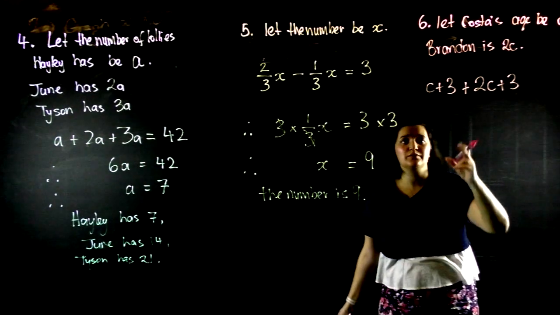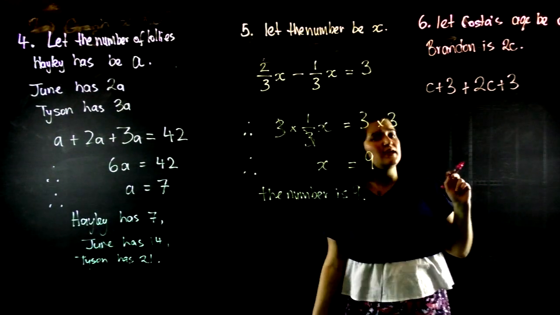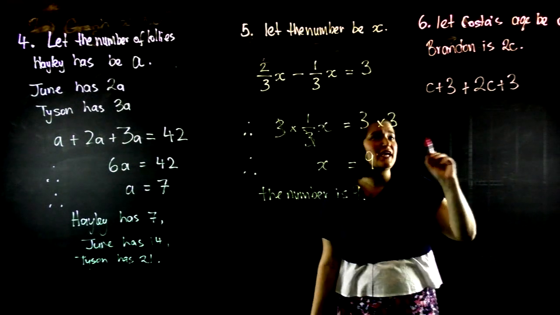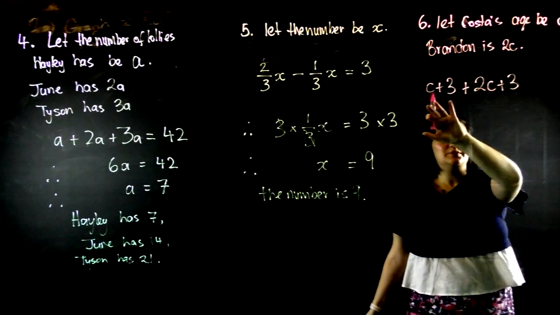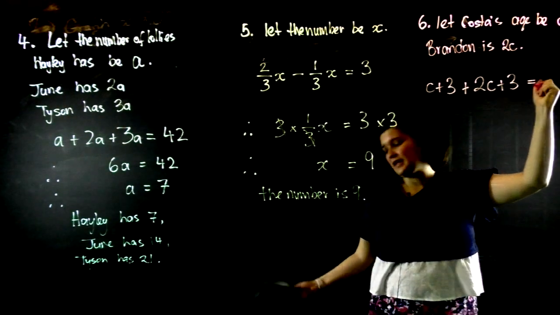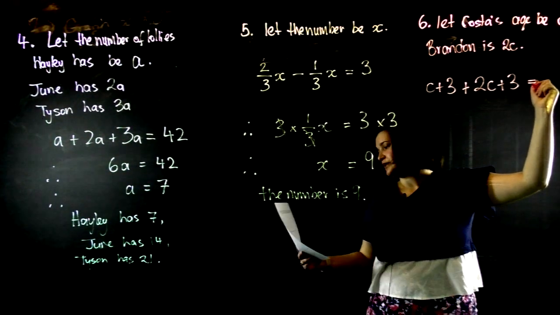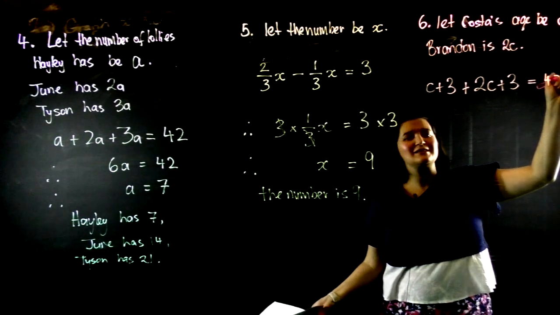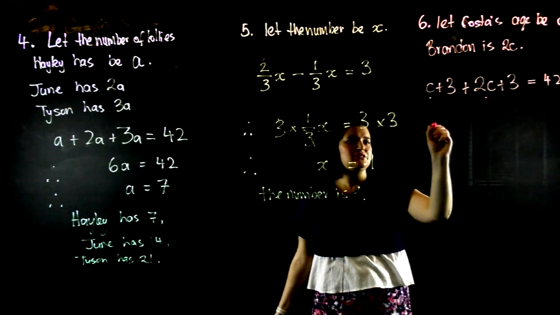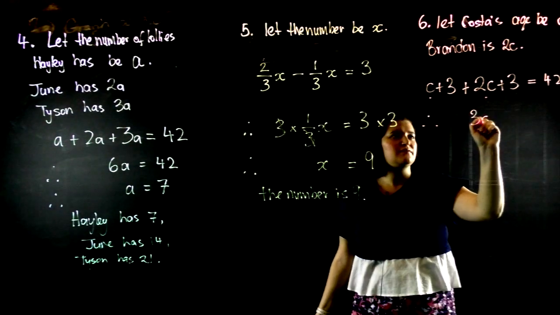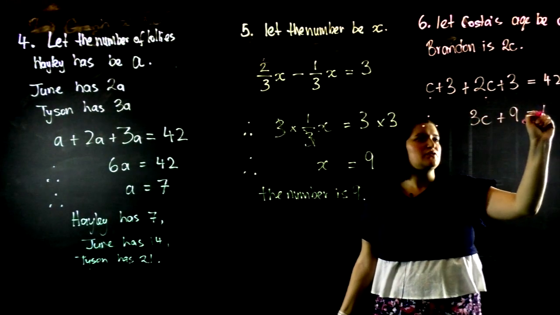Common mistake, lots of people just added 3 once. That's factoring in time, not age. Now, do I need brackets around either of these? No, because we're just adding them together, and that equals 42. I've used 42 twice in this test. Okay, collecting like terms, I've got C and 2C, therefore 3C plus 9 equals 42.